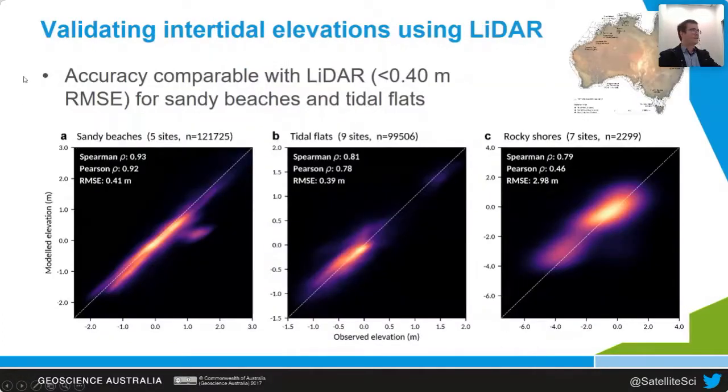We've done some validation on this. At the moment the gold standard for measuring elevation along the coastline is LiDAR data. From a plane, they use laser scanning to work out the elevation of the coastline. What we found is that if you compare our results, purely from a tidal model and satellite imagery, to LiDAR, you get some really encouraging results. We're getting accuracy of about 40 centimetres compared to LiDAR for sandy beaches and tidal flats, and a little bit less in rocky shores.